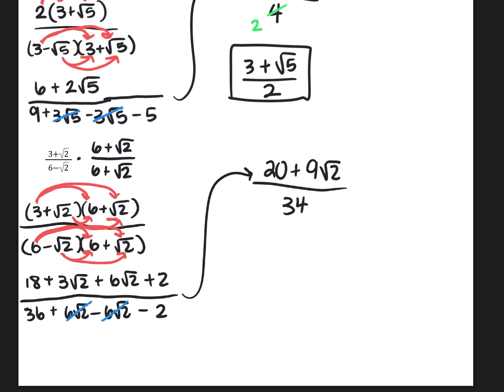Now 9, 20, and 34 are not all divisible by the same number. 20 and 34 are divisible by 2, but 9 is only divisible by 3. And then the square root of 2 doesn't simplify, so this is going to be my final answer.